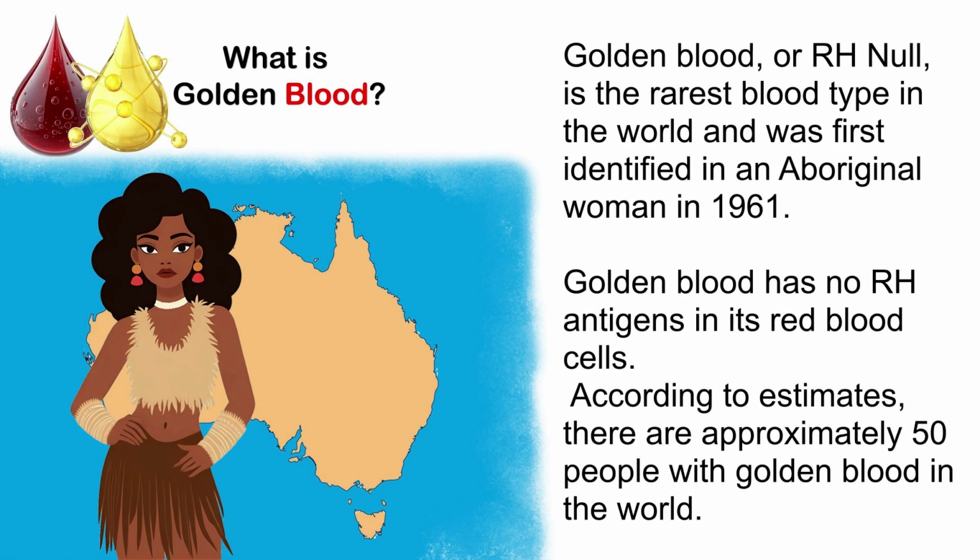Golden blood, or Rh-null, the rarest blood type in the world, was first identified in an Aboriginal woman in 1961. Golden blood has no Rh antigen in its red blood cells. According to estimates, there are approximately 50 people in the world who carry golden blood.